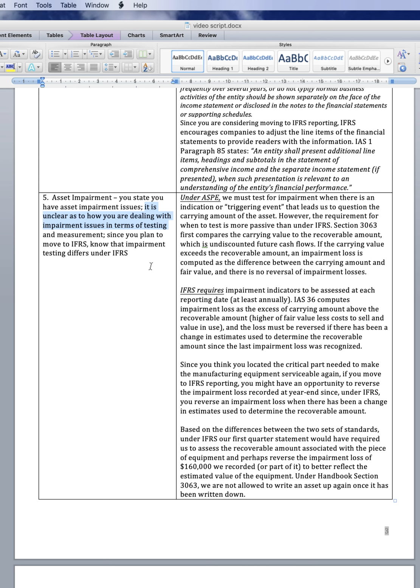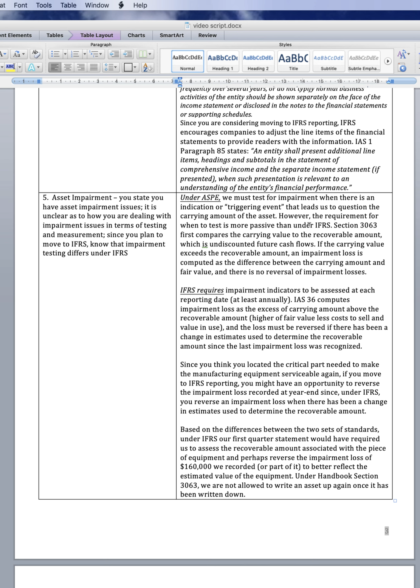So again, the client, GPL, did say they wanted to know how the standards might be different if they transition from ASPE to IFRS. So I'm going to try and do that here. Under ASPE, it says we test for impairment when there's a triggering event or something that's come to our attention that indicates the asset might be impaired. But the requirement for testing is a little more passive than under IFRS. Under IFRS, you do impairment testing, and you may be doing it a lot more frequently than annually.